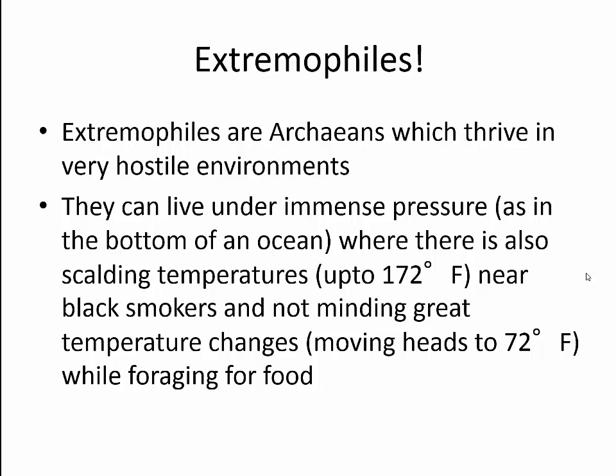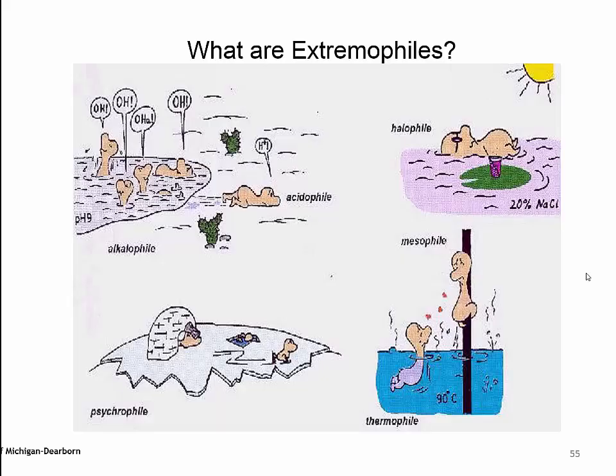And then we come to extremophiles. So we've already somehow explained away how the first protocell could have formed, and now we're looking at these horrible environments that the early Earth was in, which were very bad. And what kind of life would have lived there? Those would be extremophiles. Extremophiles are archaeans which thrive in very hostile environments. They can live under immense pressure, as at the bottom of an ocean, where there are also scalding temperatures, maybe up to 172 degrees Fahrenheit near black smokers. And they don't mind great temperature changes. They move from 72 degrees Fahrenheit to 172 degrees Fahrenheit, so a 100-degree change while foraging for food, and they don't get heat shock or cold shock.